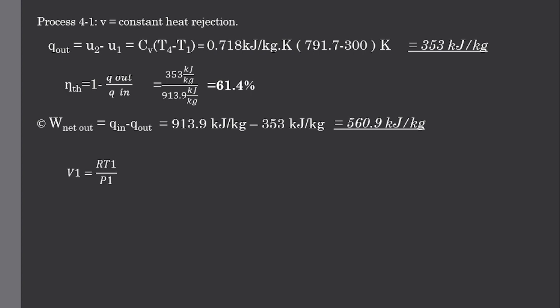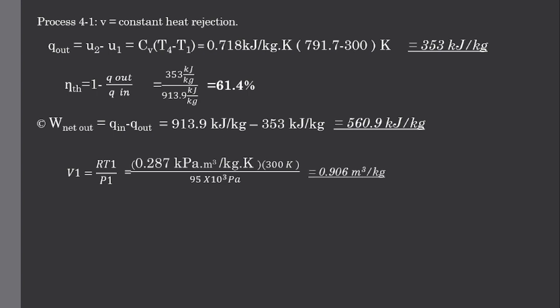Then after that, we're going to find the volume 1, or volume maximum. The equation that we're going to use is volume 1 is equal to gas constant R times T sub 1 over P sub 1. So our gas constant, which is 0.287 kilopascal cubic meter per kilogram Kelvin, times the temperature 1, which is 300 Kelvin, over 95 kilopascal. So we're going to cancel the kilopascal and Kelvin. So the V sub 1 is 0.906 cubic meter per kilogram.